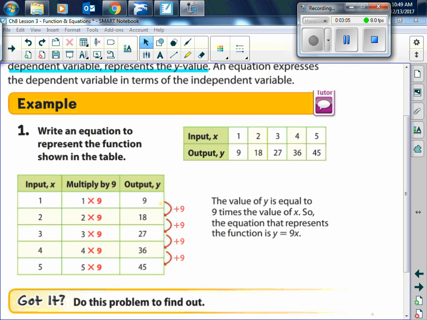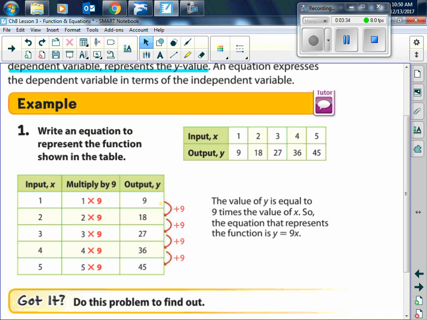So, the first thing we want to do when we write an equation is we want to see how does the y value change, okay? So here, going from 9 to 18, 18 to 27, 27 to 36, and 36 to 45, each time we're going to add 9. Very good. When you are looking at how your y value changes, it has to be the same. Okay? At this point, it has to be the same.